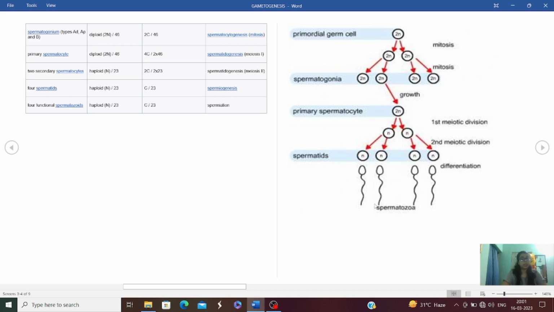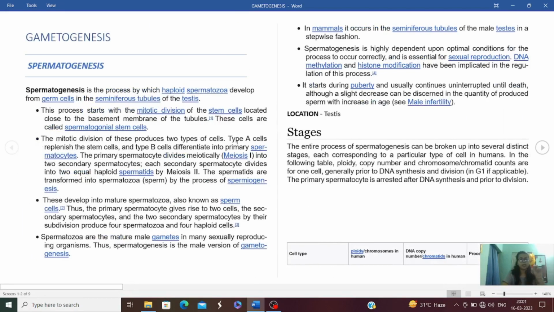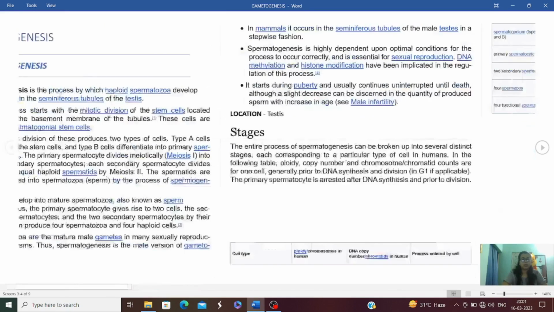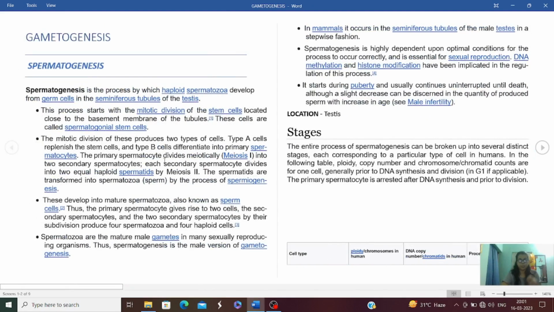But here the spermatozoa which are formed are not motile. They are in a non-motile condition. For the motile condition they have to undergo another process, that is known as spermiogenesis. So here in detail I have mentioned what all processes take place. The mitotic division produces two types of cells, A and B, as you have seen here. Then this differentiates into primary spermatocyte, and the primary spermatocyte will differentiate meiotically and form spermatid. These develop into mature spermatozoa known as sperm cells.